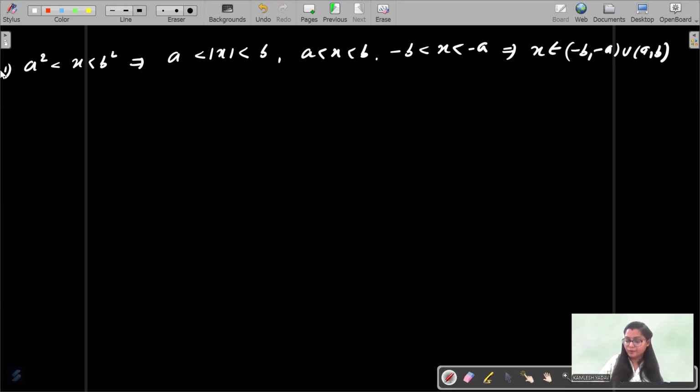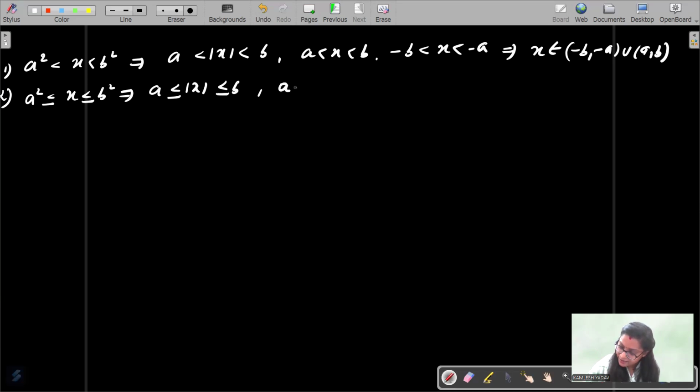This is another type of property. Here two elements are included, like a and b. Then second, if a² ≤ x² ≤ b², this implies it can also be written as a ≤ |x| ≤ b.